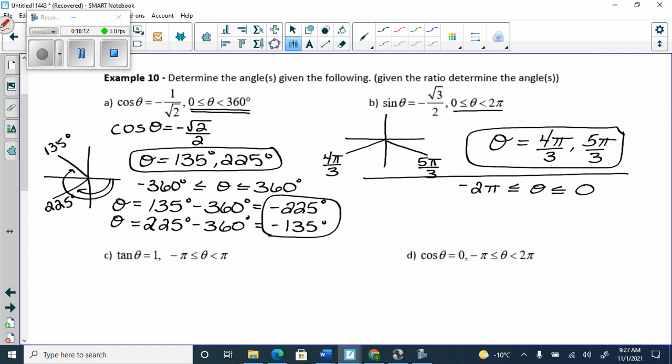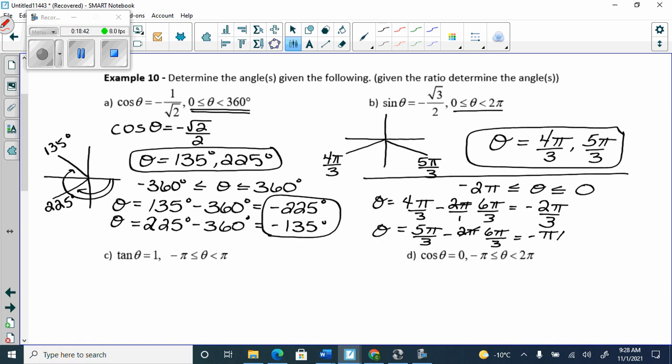Okay? Now, we want between negative 2 pi and 0. So we're going to go theta equals 4 pi over 3 minus 2 pi. Minusing 2 pi is the same as minusing 6 pi over 3. You get a common denominator. So I'm going to get negative 2 pi over 3. And then theta equals 5 pi over 3 minus 2 pi, which is actually just 6 pi over 3. And I get negative pi over 3. Do those make sense? Negative pi over 3? Yep. Negative 2 pi over 3? Yep. Okay? So those are good. All right. What about tan 1?